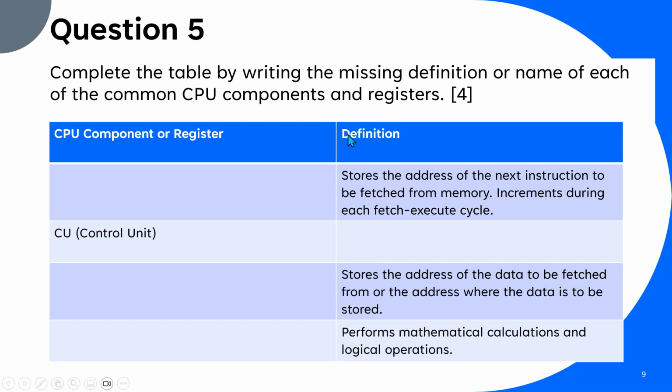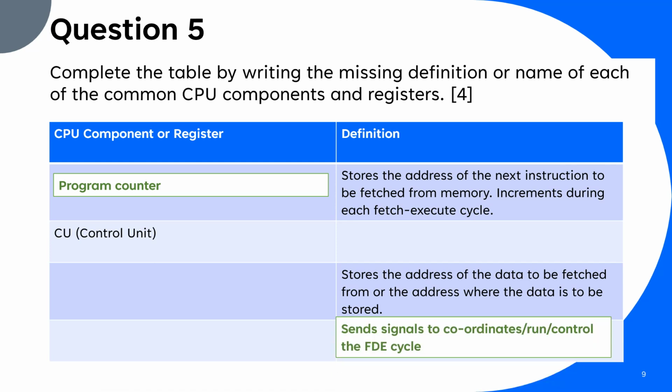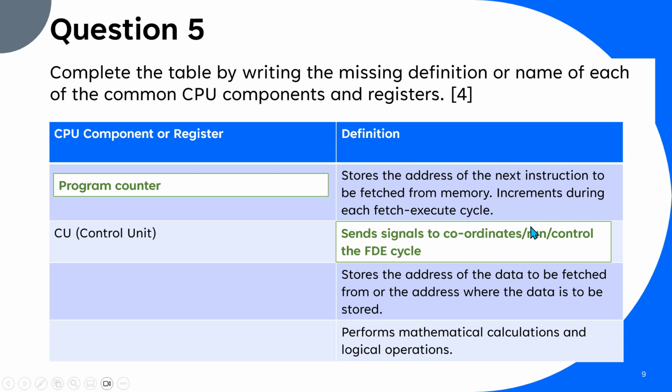So it says, stores the address of the next instruction to be fetched from memory and increments during each fetch execute cycle. So this is counting the instructions that are happening during the cycle, hence why this would be the program counter. With this one here, it says you've got to define what the control unit is. So the control unit is the boss, all right? It sends signals to run or control the fetch, decode, execute cycle. Sends signals to coordinate, run, or control the FDE cycle.